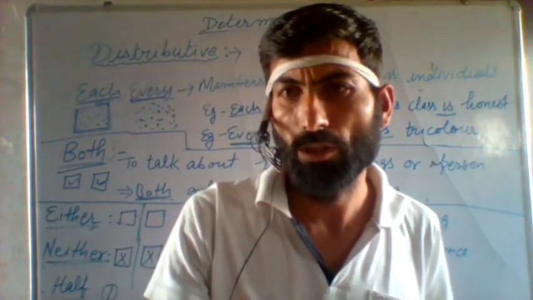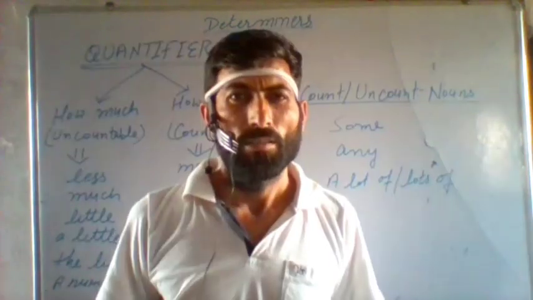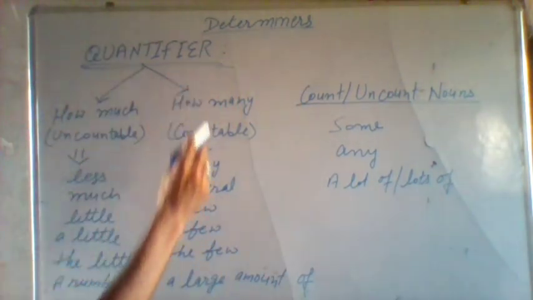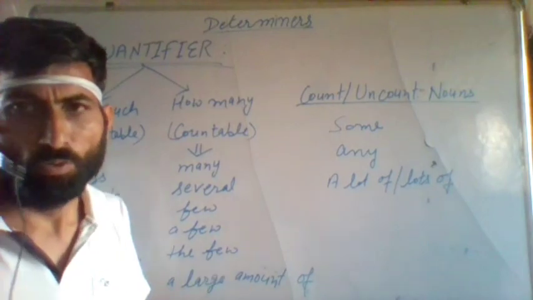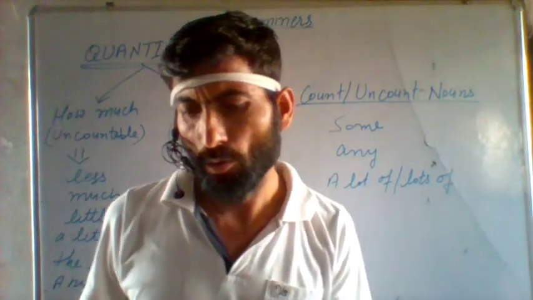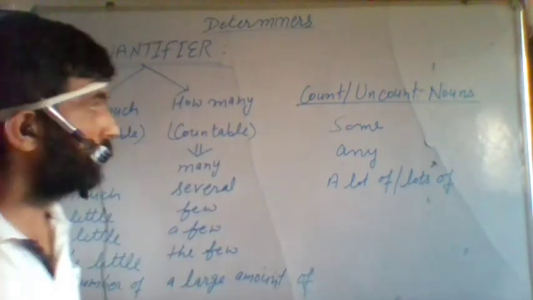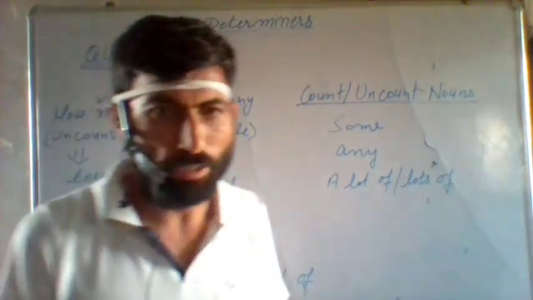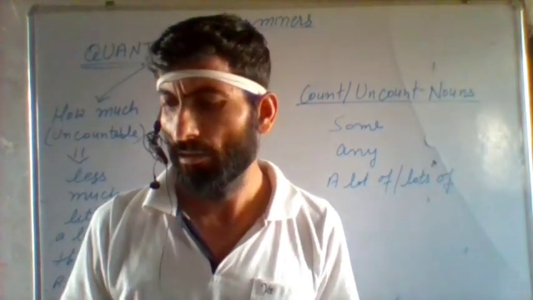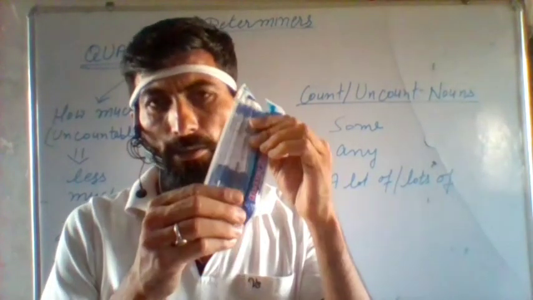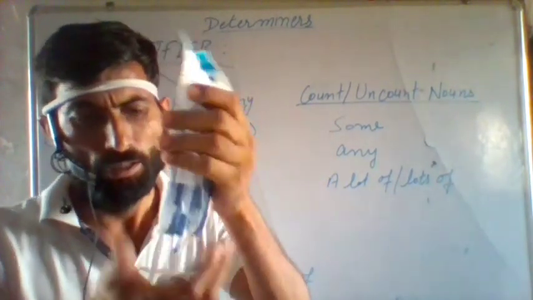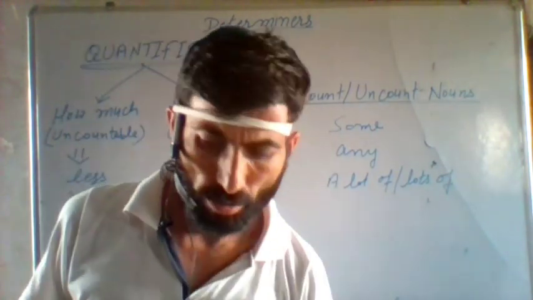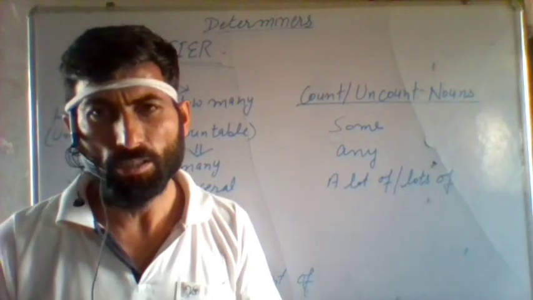Now I will go to the next part. Let's talk about the next kind, the quantifier. Yes, quantifier, quantity. Students, all things we can't count. So quantity has two kinds: how much or how many. Quantity can be countable, like you can count how many pens are there in the wrapper. But uncountable things are also there.